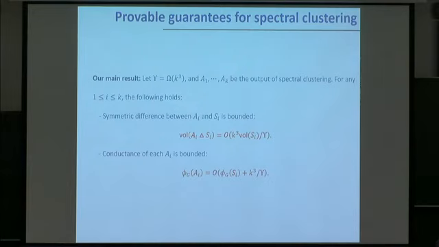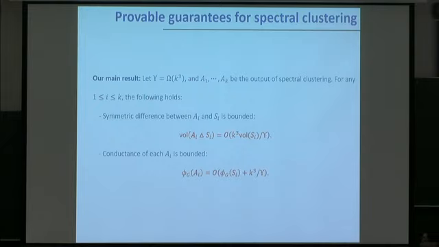So here is our result. Assume that we have a gap epsilon which is at least k cubed. If k is a constant, we assume that epsilon is a large constant. A_1 to A_k is the output of the spectral clustering algorithm, and the corresponding optimal cluster of A_i is S_i.